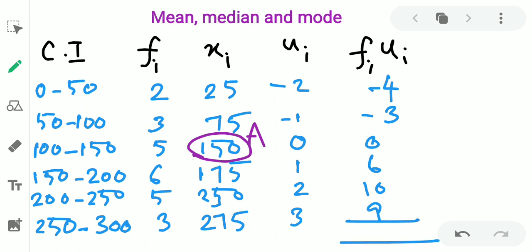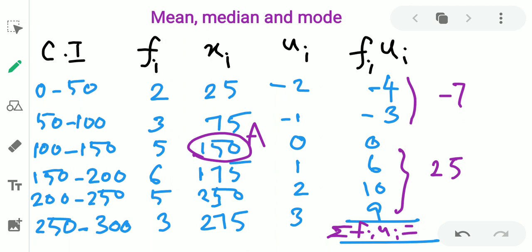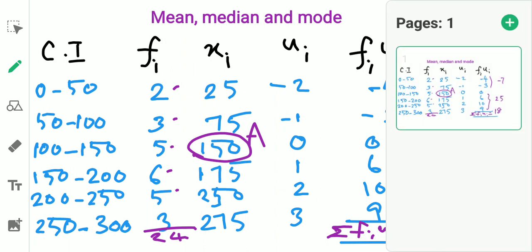Now we find the summation fi ui by adding all the numbers. Minus 4 minus 3 is minus 7, and adding the positives 6, 10, 9 gives 25. So 25 minus 7 is 18. So the value of summation fi ui is 18. Now find summation fi: 2, 5, 10, 16, 21, 24. So 24 is summation fi.